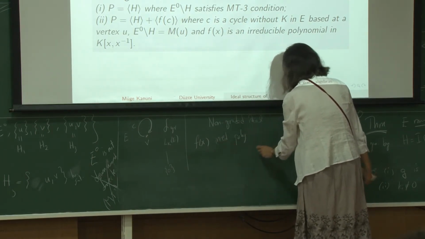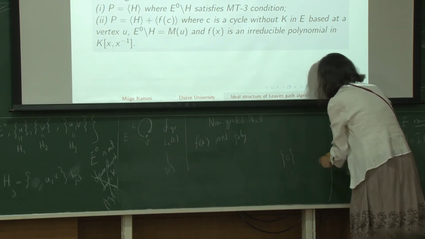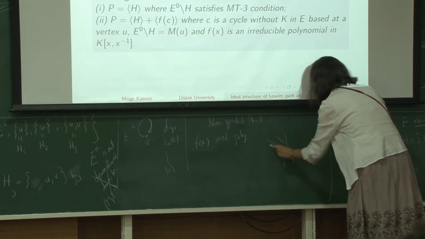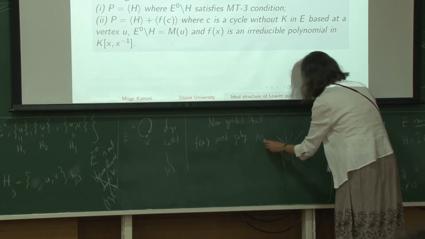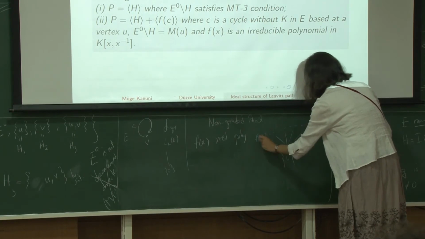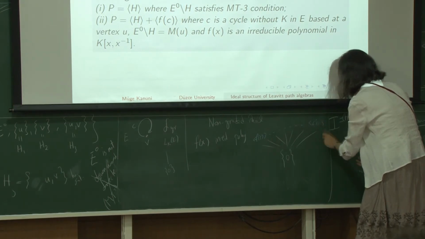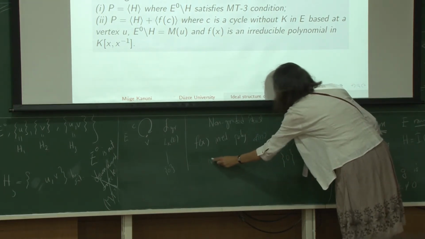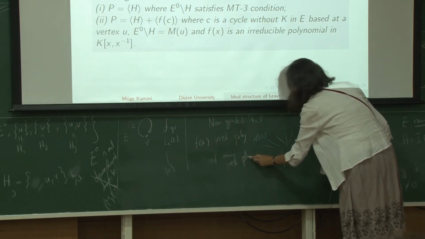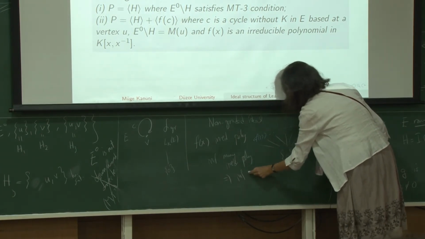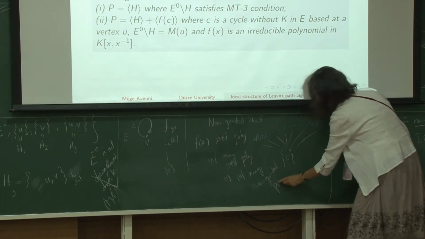then each polynomial generates a non-graded ideal. Since there are infinitely many irreducible polynomials, they produce infinitely many non-graded ideals.